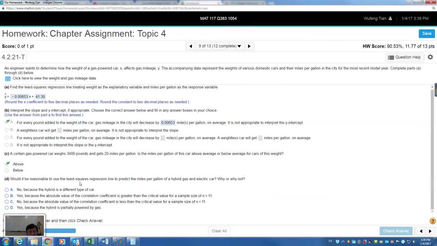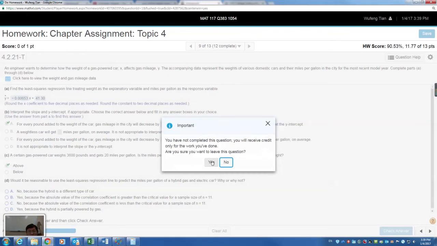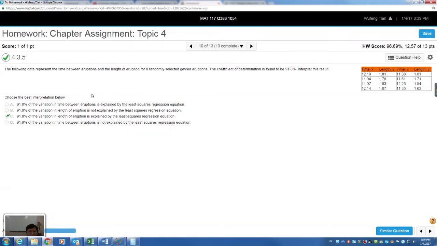Okay. So what would reasonably use a least squares line to predict miles per gallon, and why or why not? You look at this one and finish the rest of them by yourself. It should not be a big problem. It's going to be interpretation. Use your common sense. You should be able to finish that.